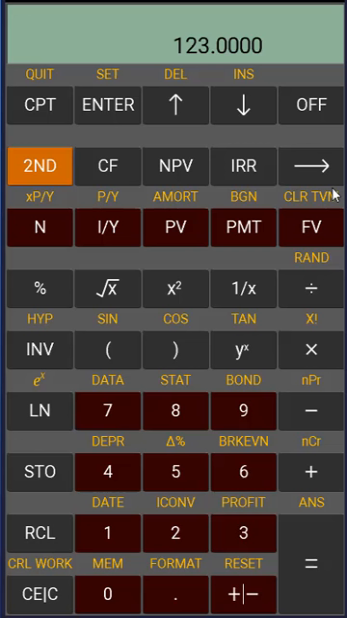So that's pretty much it. This calculator comes in really handy, and I would like you to devote some time to understand all these functions and solve all the problems using this calculator.